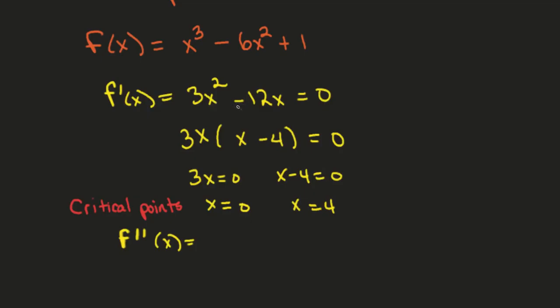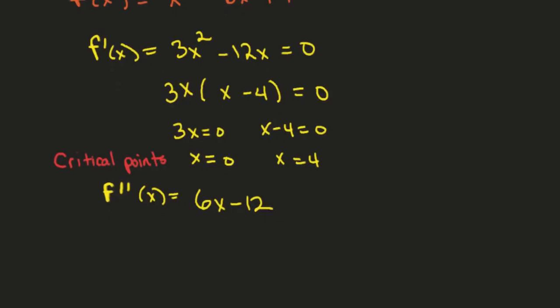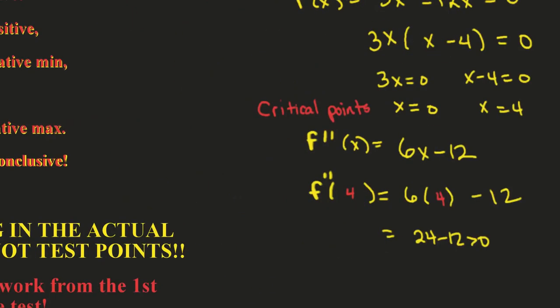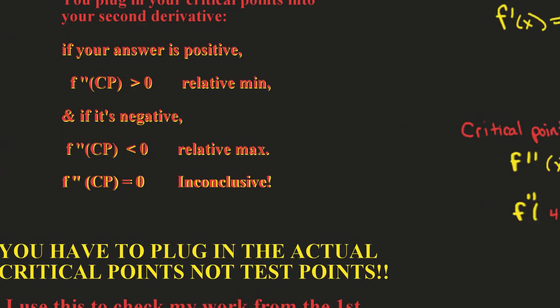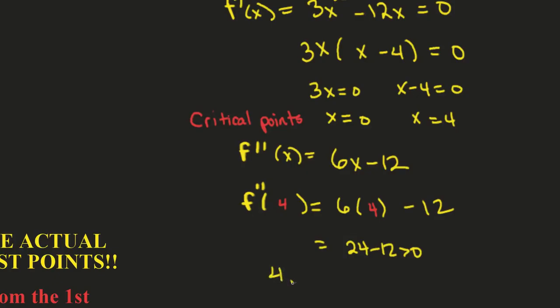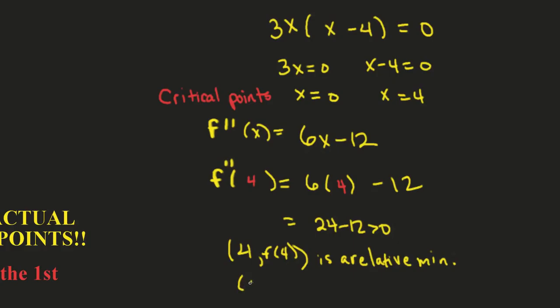So the second derivative is 6x minus 12. Now if I plug in 4, you get 6 times 4 minus 12. That's going to give me 24 minus 12, which is 12, which is greater than 0. Now that I know it's greater than 0, I can evaluate it, opposite what common sense would dictate. Greater than 0 is a relative min. So therefore you can say 4 comma f of 4, whatever the function value at 4 is, is a relative min. If you were to plug 4 into your equation, you should get negative 31 as an answer.